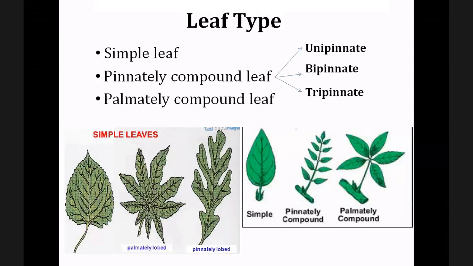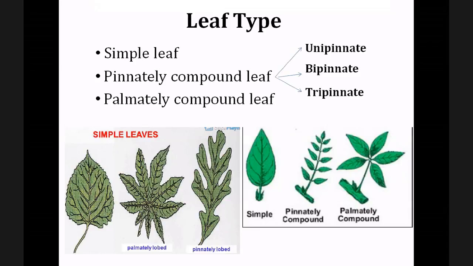The leaf is divided into smaller leaflets, then these leaflets are arranged on each side of the rachis. We call it a pinnately compound leaf.